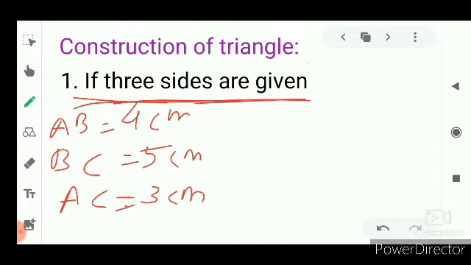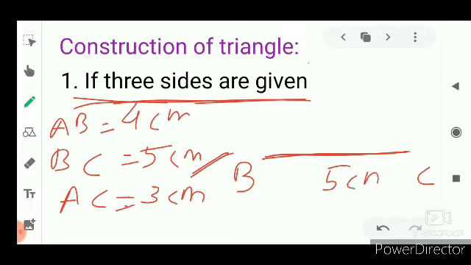Then how to draw the triangle? First of all we will take the biggest side or the largest side. Here the largest side is BC, so we will take BC as the base of the triangle. First of all we will draw the side BC using the ruler. This is of 5 cm. Then side AB is 4 cm. We will take a distance of 4 cm in the compass and make one arc.